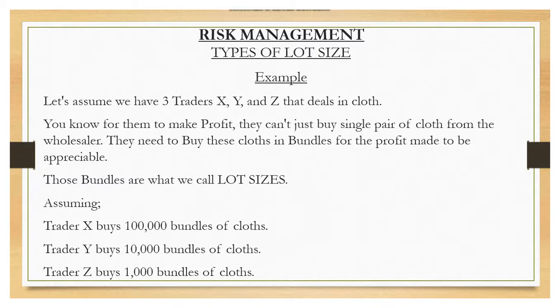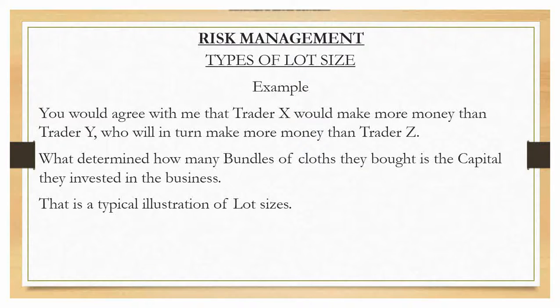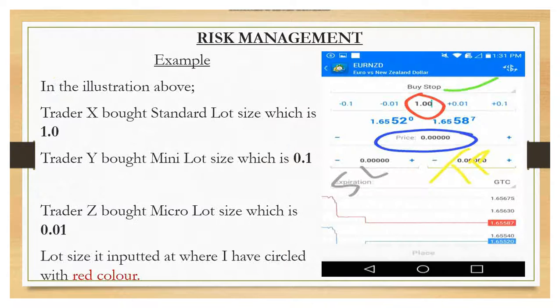Assuming trader X buys 100,000 bundles of clothes, trader Y buys 10,000 bundles of clothes, and trader Z buys 1,000 bundles of clothes. You would agree with me that trader X would make more money than trader Y, who will in turn make more money than trader Z. What determined how many bundles they bought is the capital they invested in the business. That is a typical illustration of lot size.